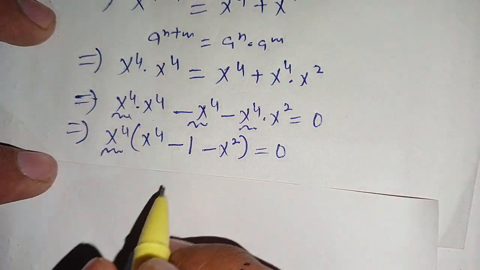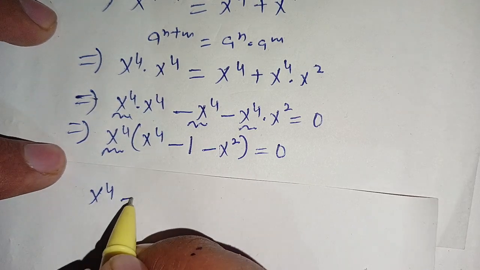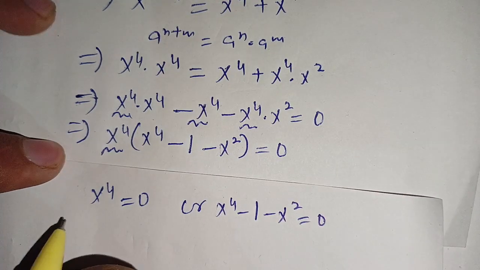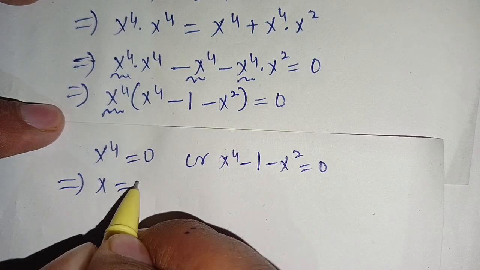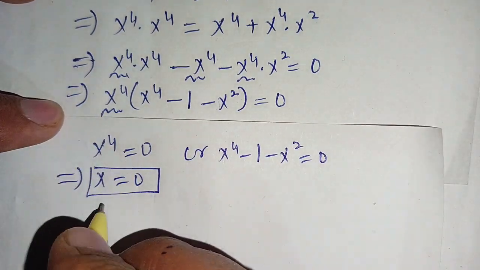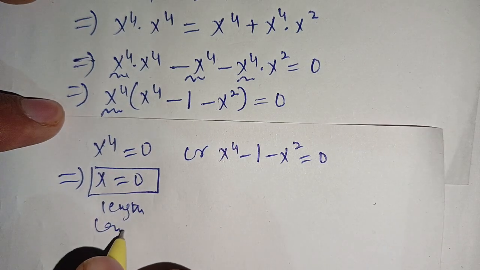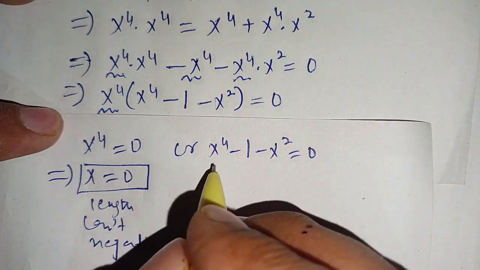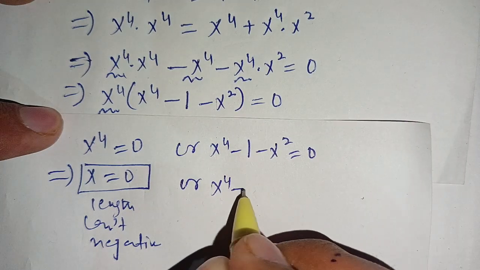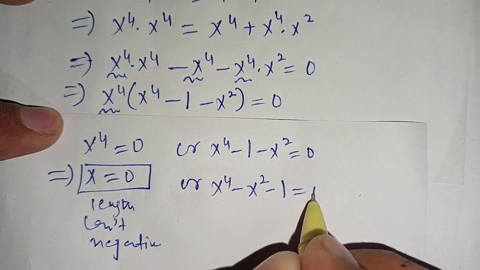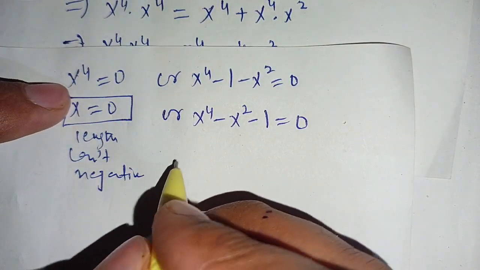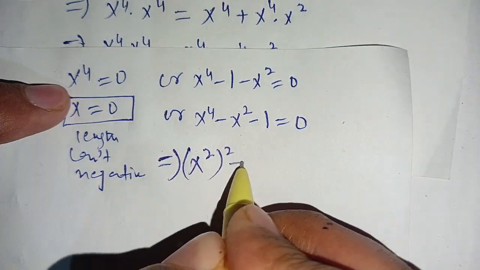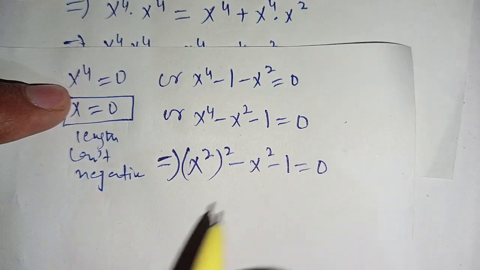Now on equating both terms to 0, we get x power 4 is equal to 0, or x power 4 minus 1 minus x power 2 is equal to 0. The first gives us x is equal to 0, which is not possible because a length cannot be negative. We reject this condition and our only remaining condition is x power 4 minus x power 2 minus 1 is equal to 0. Now we can write x power 4 as x power 2 bracket power 2, minus x power 2 minus 1 is equal to 0.